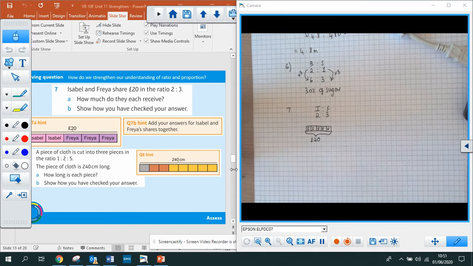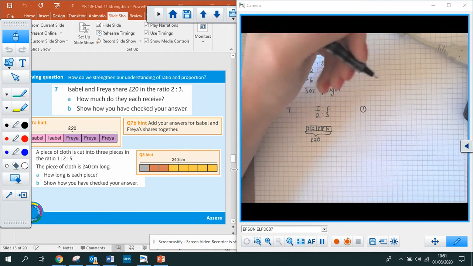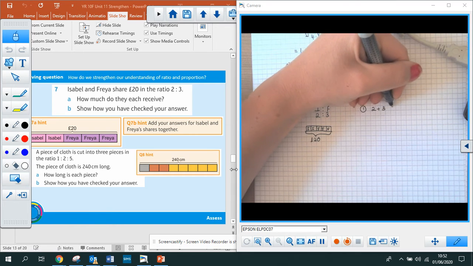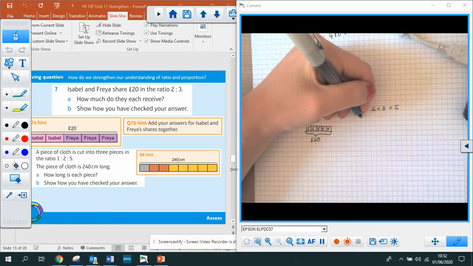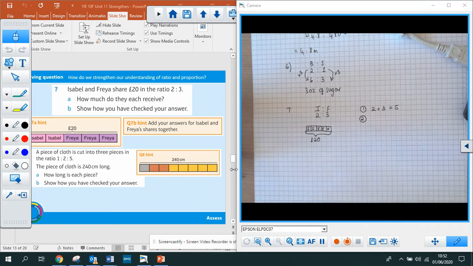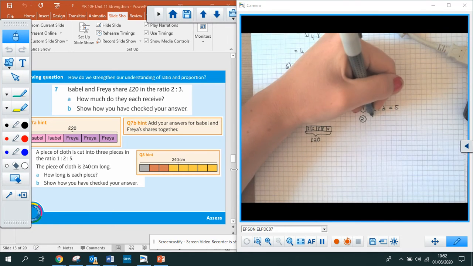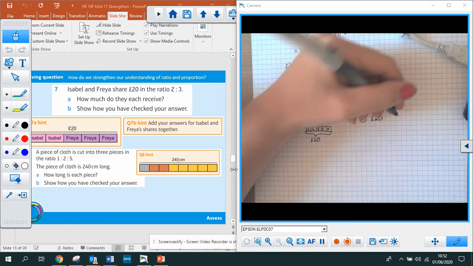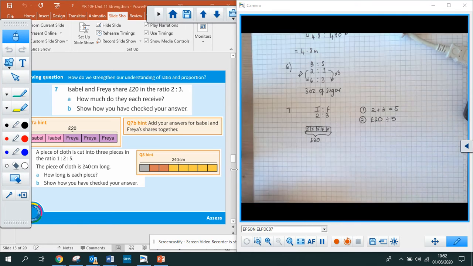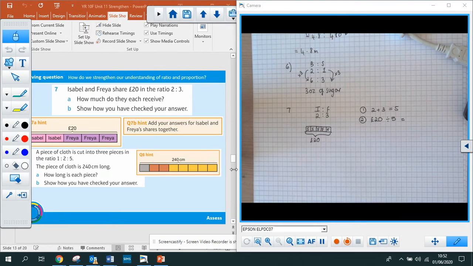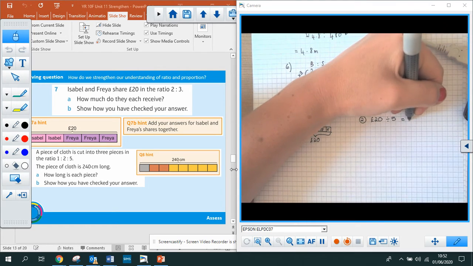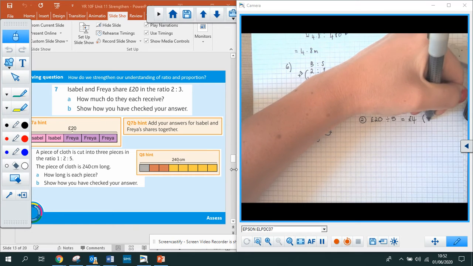So how much do they each get? First step, add the ratio together. 2 plus 3 is 5. We did that because that gives us our first part. Step 2, divide the amount, which is £20, by the number of parts, which is 5. So 20 divided by 5 is £4. So that's the value of 1 part.